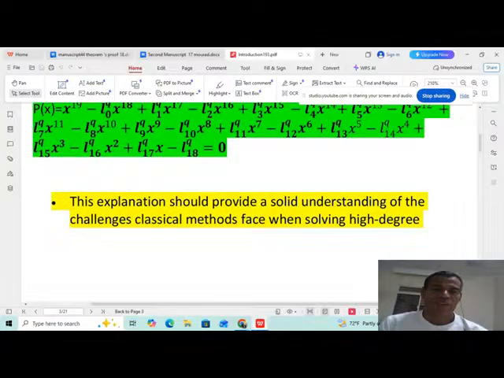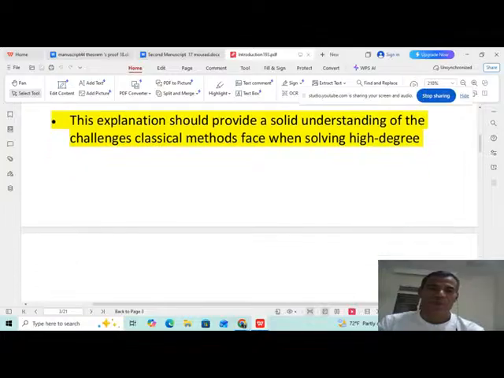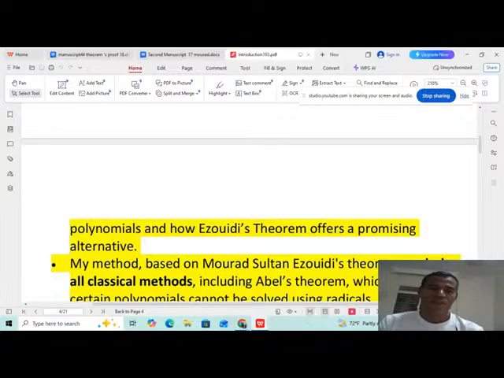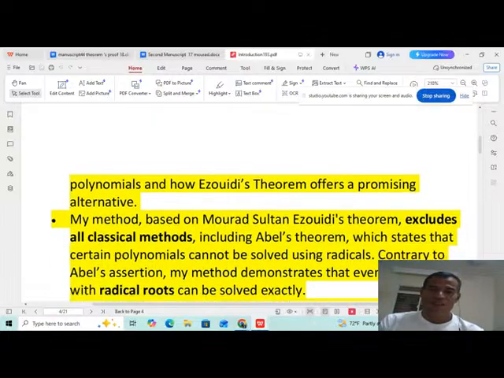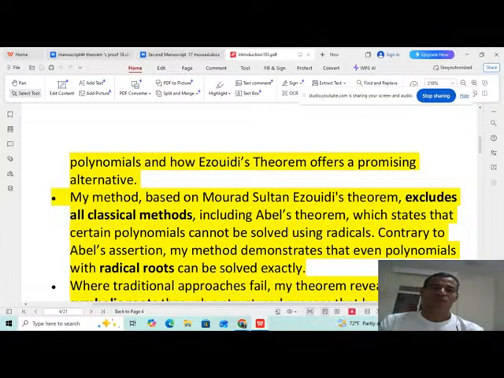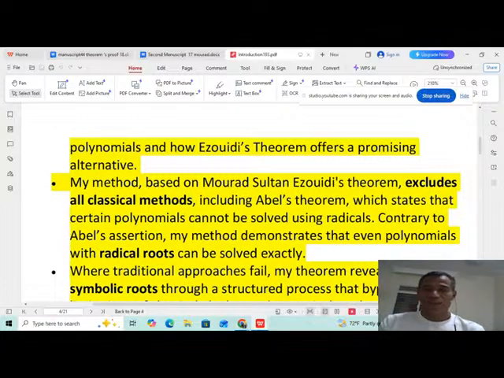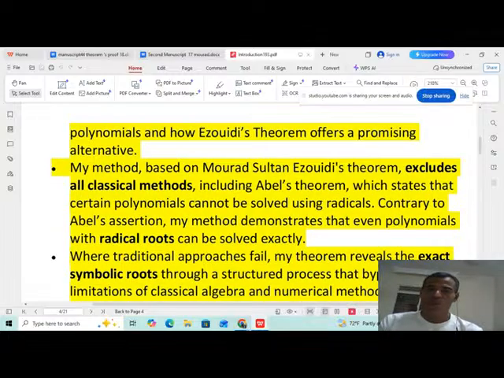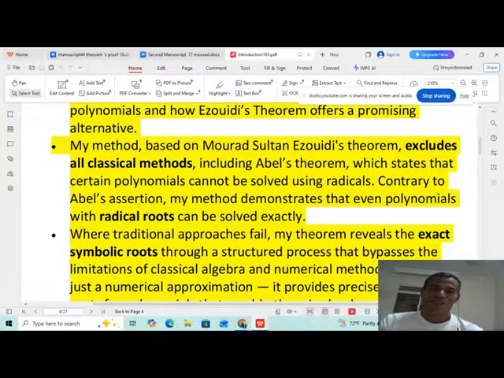Now here we have this explanation should in fact provide a solid understanding of the challenges classical methods face when solving high degree polynomial equations. Okay, so polynomial and how Ezouidi theorem offers a promising alternative. My method based in fact on Morat-Sultan's theorem excludes all classical methods, including Abel's theorem, which states that certain polynomials can't be solved using radicals.